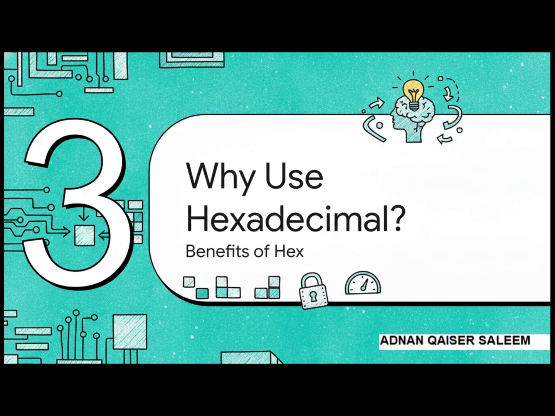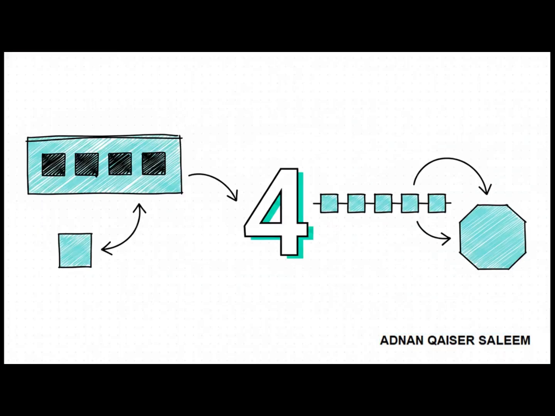Which brings us nicely to section 3, why programmers love hex. Listen up, because this is a crucial area for your syllabus. Examiners love asking you to explain the specific benefits of hexadecimal over binary. The real secret sauce to hexadecimal's efficiency? It all comes down to the number 4.